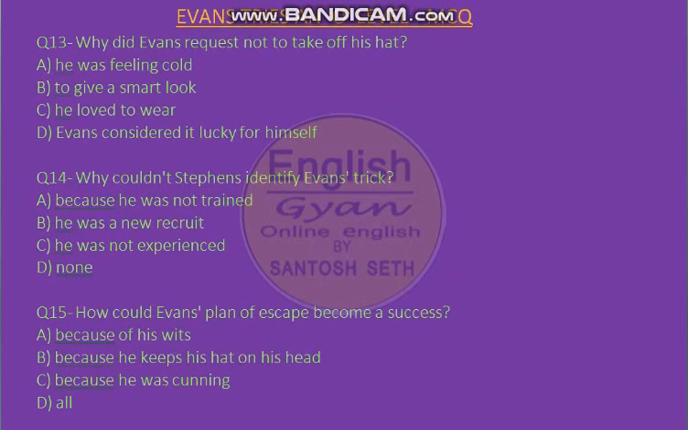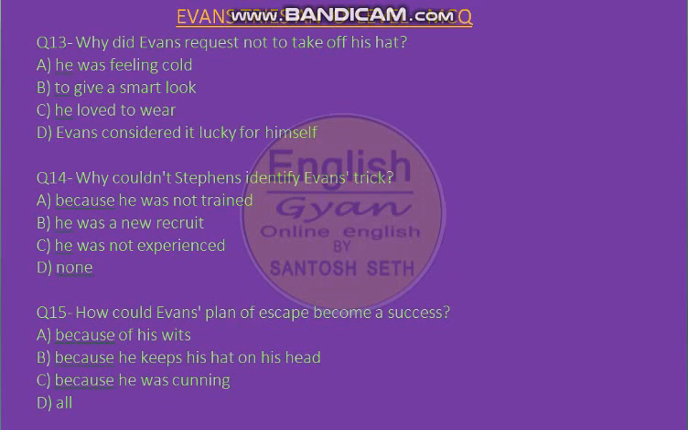Question number 13. Why did Evans request not to take off his hat? A. He was feeling cold. B. To give a smart look. C. He loved to wear. D. Evans considered it lucky for himself. Question number 14. Why could not Stephens identify Evans' trick? A. Because he was not trained. B. He was a new recruit. C. He was not experienced. And D. None.